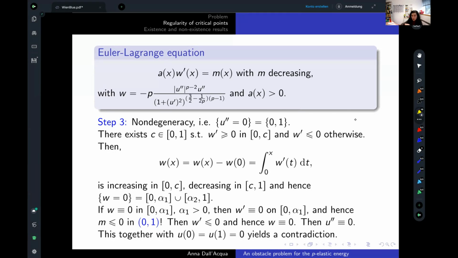That is a contradiction because we have to stay above our obstacle. And hence, the second order derivative is allowed to be 0 only at the boundary point, not in the interior of the interval.